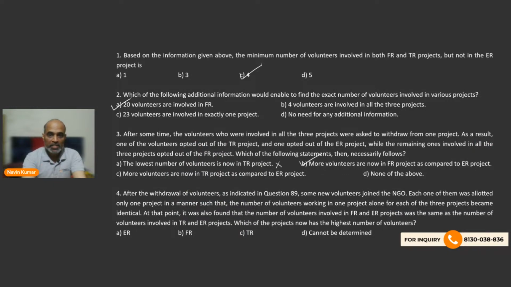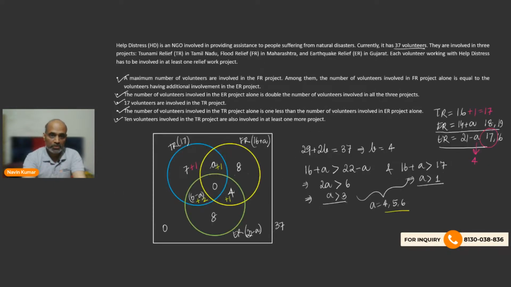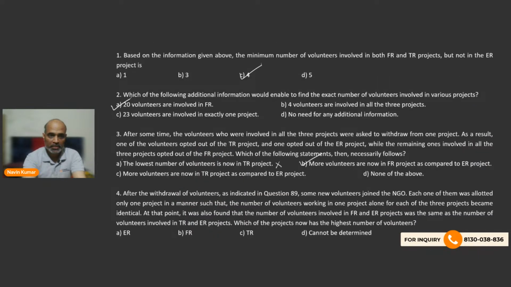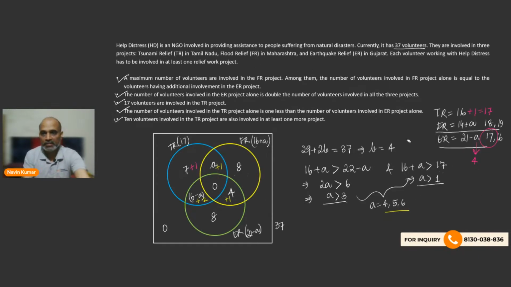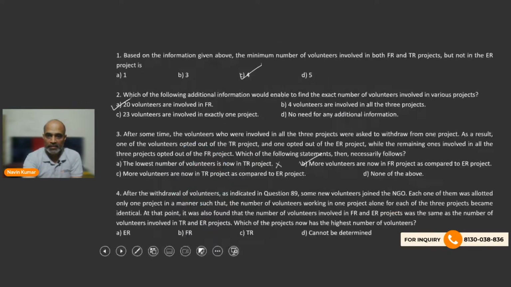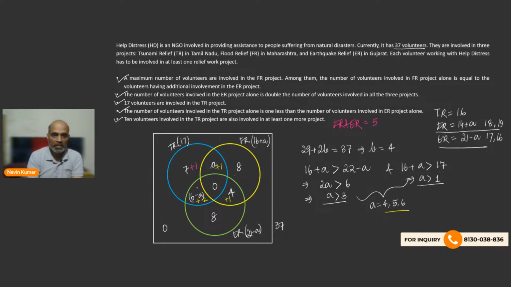And the number of volunteers involved in FR and ER projects. So FR and ER is what they are saying, right? It's not FR or ER, it's FR and ER. So let's look at FR and ER. So FR and ER is going to be 5. And same as the number of volunteers involved in TR and ER projects. So TR and ER is going to be 8 minus A, and it's also given as 5, right?